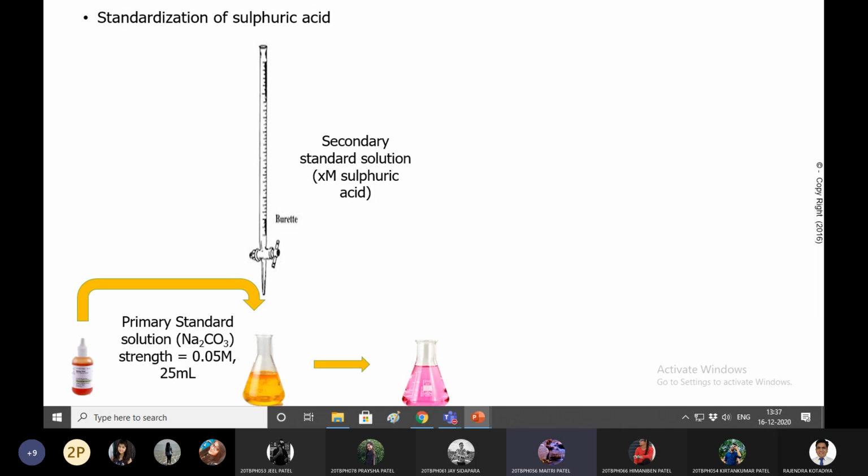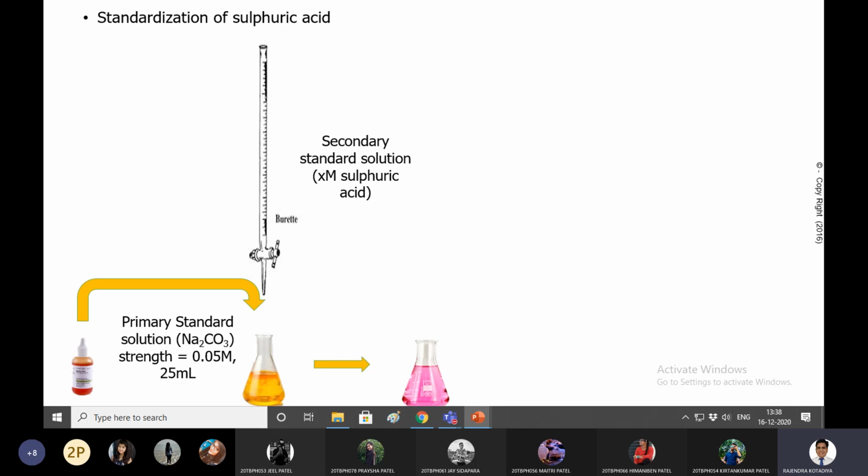30 ml sulfuric acid solution is needed to neutralize 25 ml sodium carbonate solution. So by this particular titration, we need to find how many ml are required for whatever ml we have taken for the primary standard solution. In this particular case, for neutralizing 25 ml sodium carbonate, we require 30 ml of sulfuric acid, say for example.